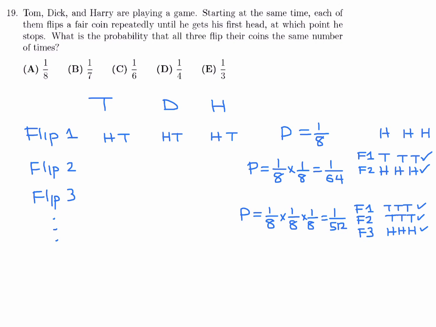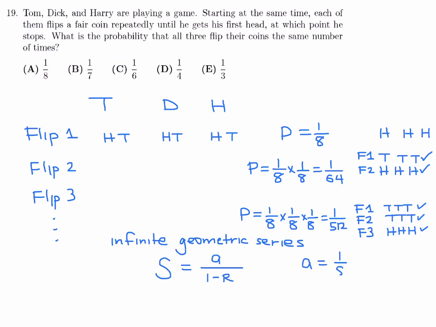I think I've got an infinite geometric series. And the sum of an infinite geometric series is A over 1 minus R, where A is the first term, which in our case is 1 over 8, and the ratio is going to be, you can just put the second one over the first one. So the second term is 1 over 64 over the first term, which is 1 over 8.